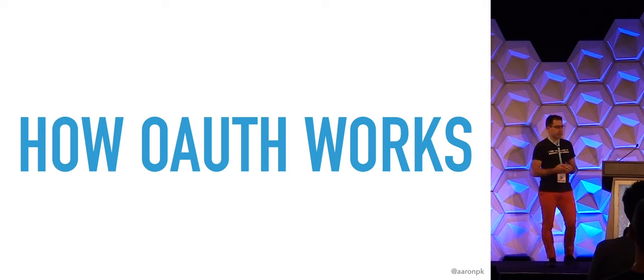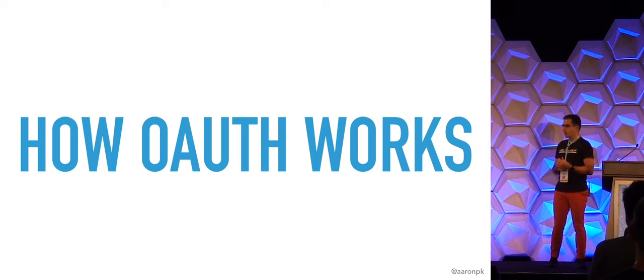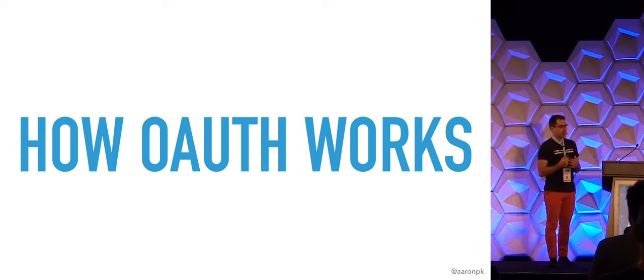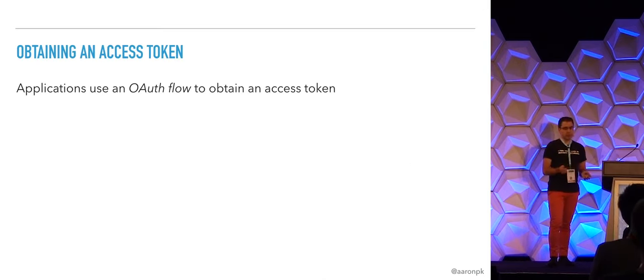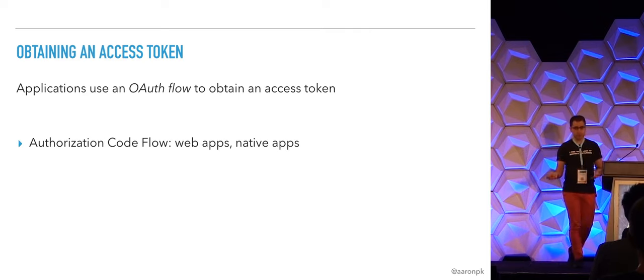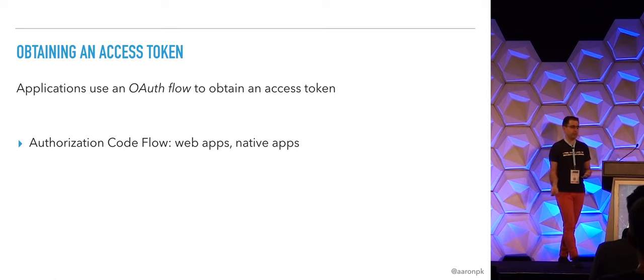So we're going to take a look at how OAuth works and talk about OAuth from the application's point of view first. In the second half of this, we're going to talk about OAuth from the API's point of view. From the application's point of view, the goal of the app is to get an access token. It's trying to get that key to someone's account. How it gets the access token will be based on what kind of app it is and where it's running. So there's a bunch of different OAuth flows, which will determine how you get the access token.